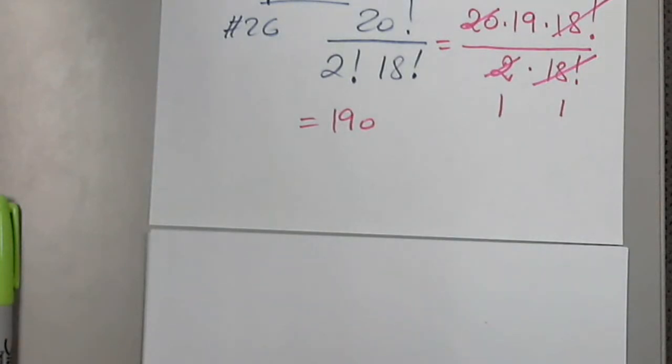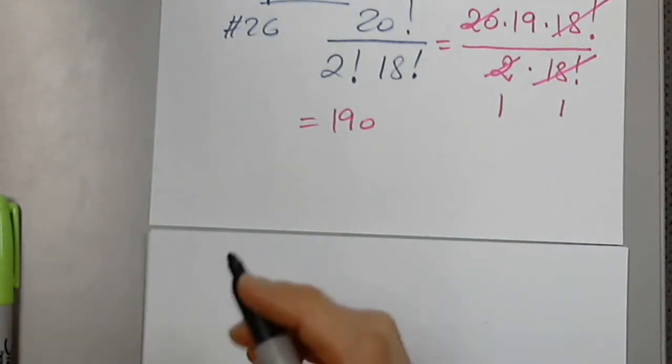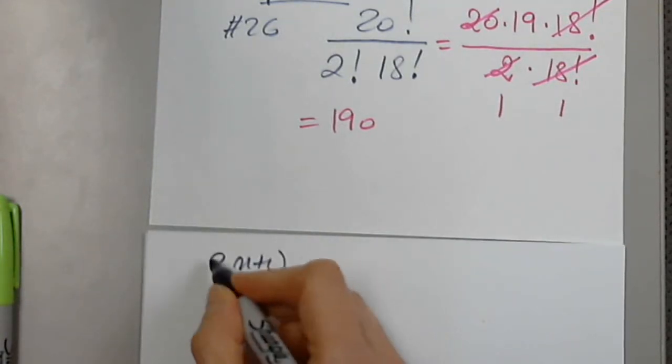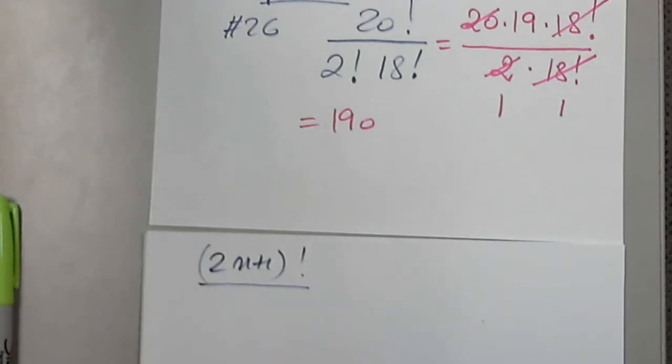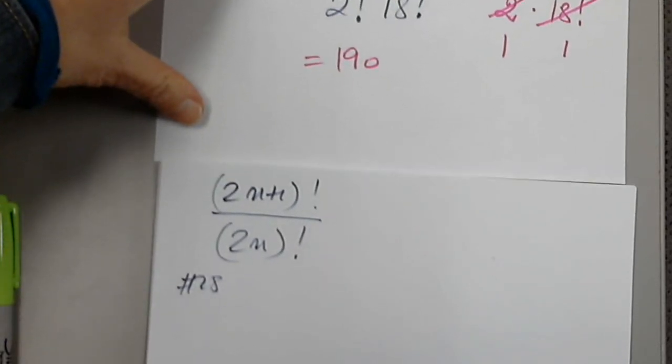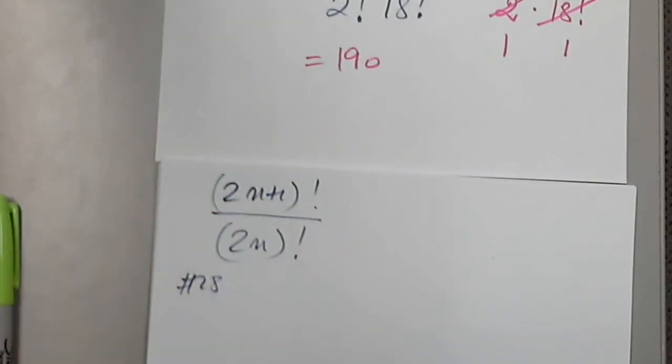So let's look at one more problem here of simplification of factorials, in which even if you want to put it in the calculator, you have no choice, because you can't: 2n plus 1 factorial divided by 2n factorial. You can put this in Maple or other software, but not in a calculator. I like Desmos or Wolfram Alpha.